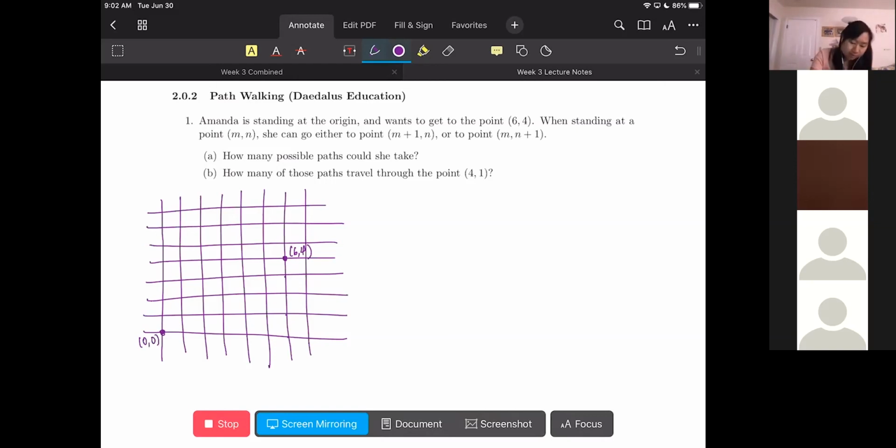All right. And then the second part is saying when she's standing at a point M, N, so let's say she's standing here, which is 2, 3. She can either go to point M plus 1, N, which means she's moving to the right, or she can go to the point M, N plus 1, which means she's moving up. So if she goes right, that will take her to 3, 3. If she moves up, that takes us to 2, 4.